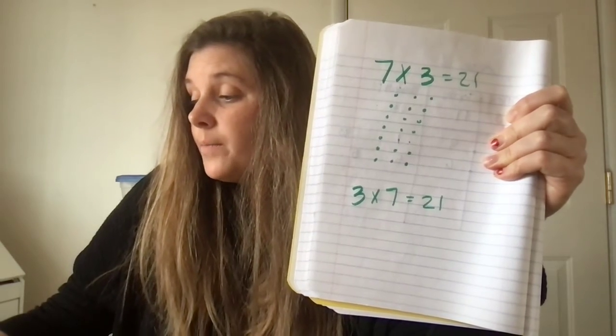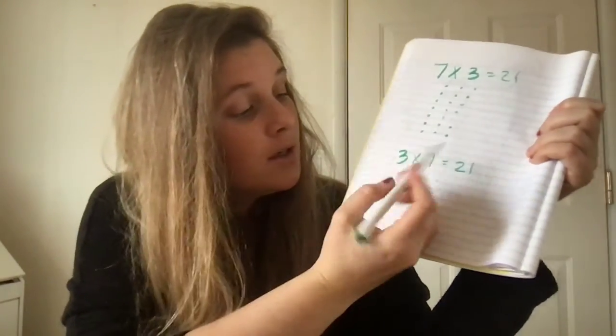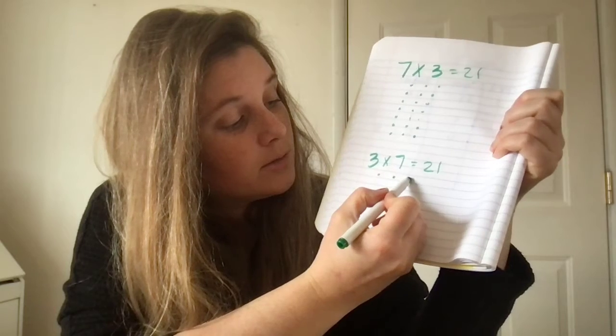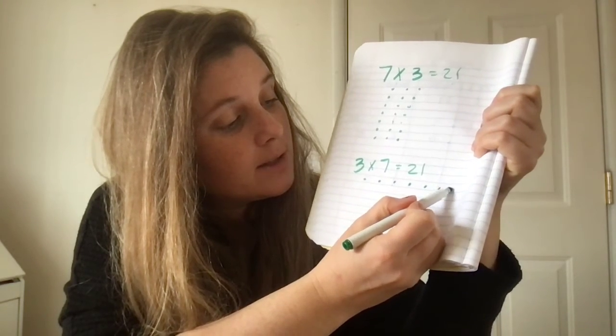So now we are going to do that. We're going to draw 3 groups of 7. So 1, 2, 3, 4, 5, 6, 7.